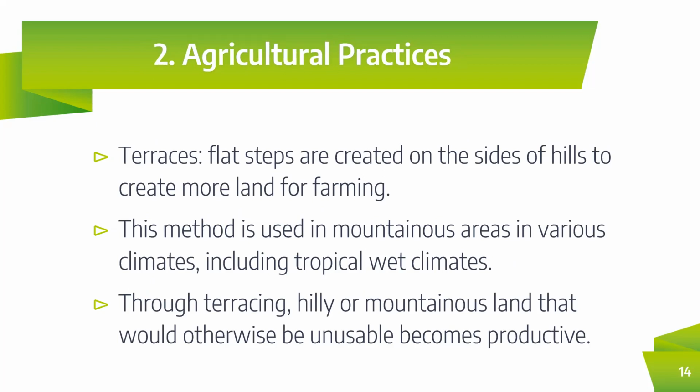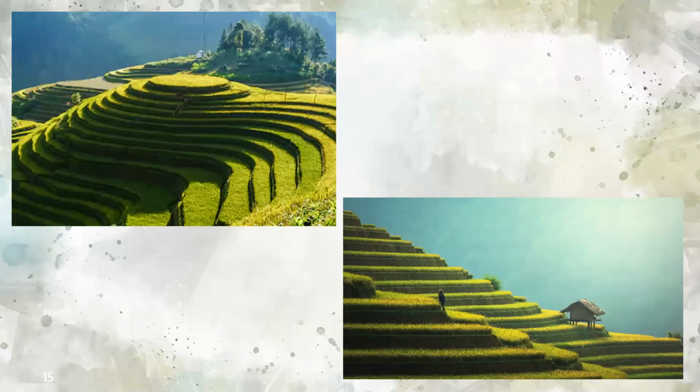So it's an example of environmental possibilism again. We looked at terraces back in Unit 1, but this method is used in mountainous areas in various climates. Through terracing, hilly or mountainous lands that would otherwise be unusable become productive, so farmers can cultivate crops in these rugged regions. So here are some examples.